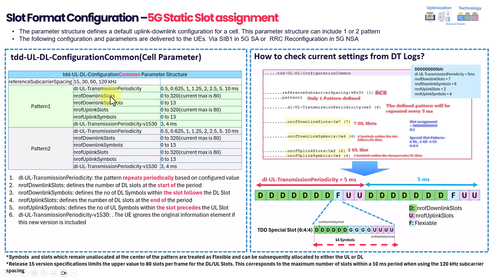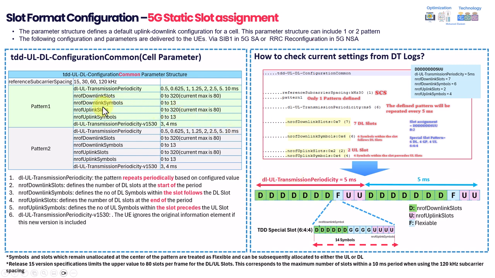Let's assume that you are configuring, for example, 7 downlink slots. This will be repeated every transmission periodicity. For example, if you give it 5 milliseconds, this means these 7 downlink slots will be repeated every 5 milliseconds. I will explain it now with examples. Whenever you have, for example, 7 downlink slots, they will be configured at the start of the duration. Assume now you have 7 slots as in this example, so this means you will have 7 slots at the start of the duration here.